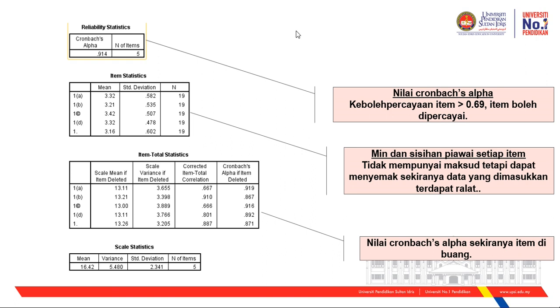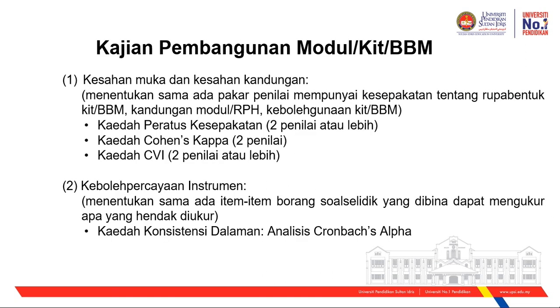Okay, so reliability only shows that the items written in your instrument succeed in measuring whatever you want to measure for your study. Okay, so that is about validity and reliability. So I just give you this summary.